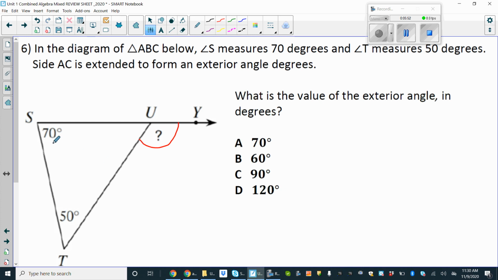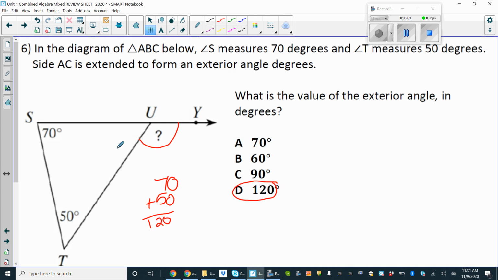So 70 is one of its non-adjacent angles because it's not next to it, and 50 is one of its non-adjacent angles, so it's not next to it. So if you just add 70 plus 50, you get 120. So the angle would be 120 degrees.